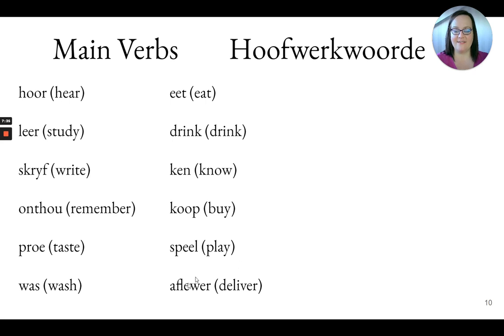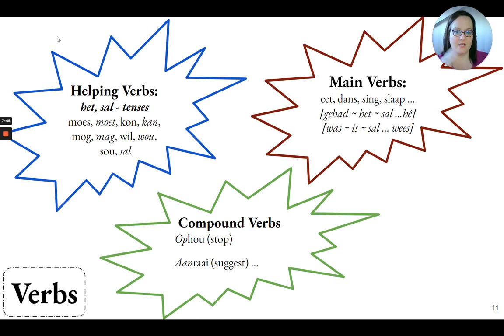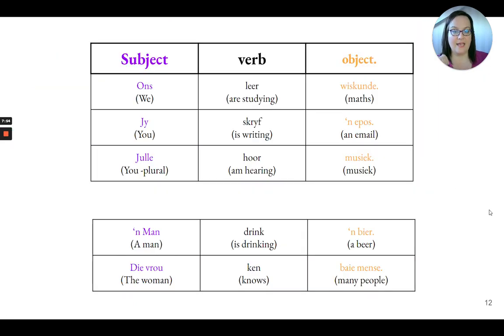aflewer. I've added this was here because it's obviously the same meaning as what. It can be was as in past tense of is, but it could also be was as in wash yourself. Just an overview, we're focusing on main verbs, het and sal, het and is. And let's look at some sentences.